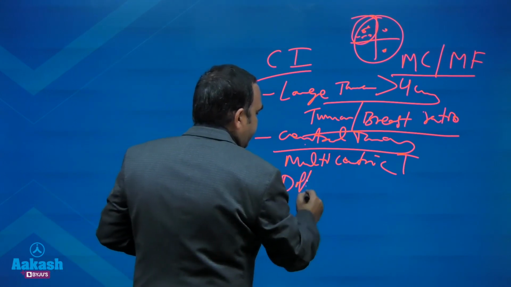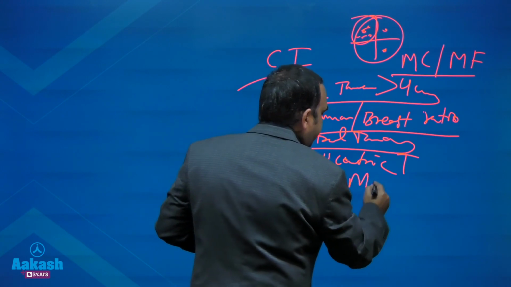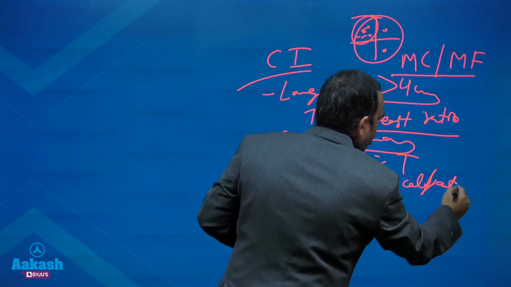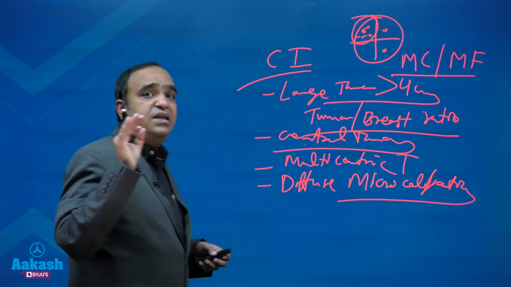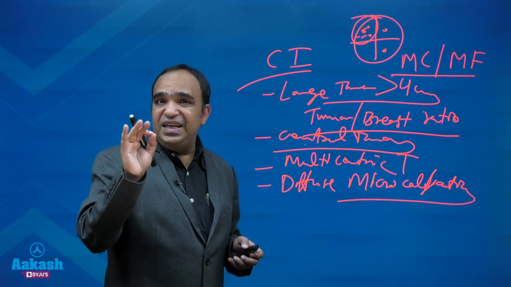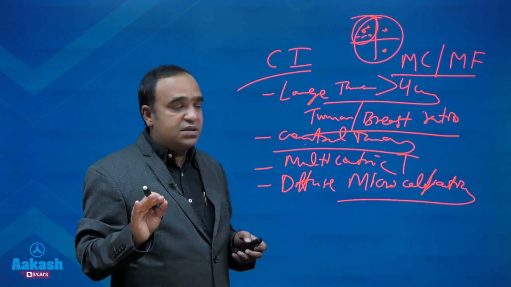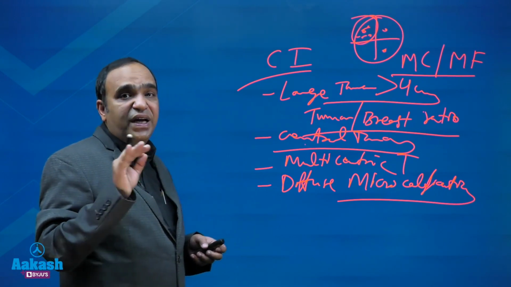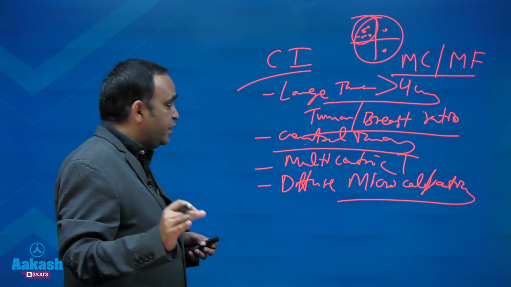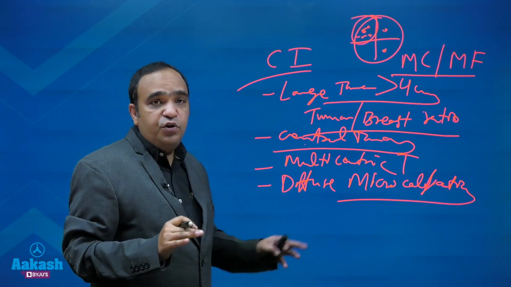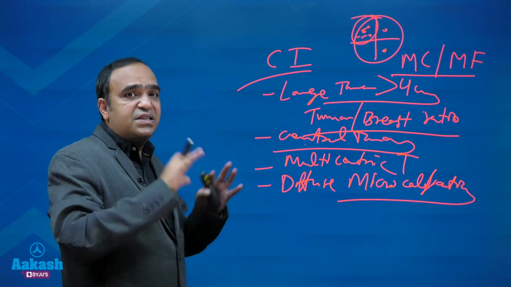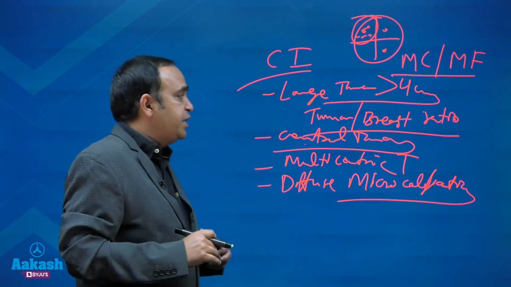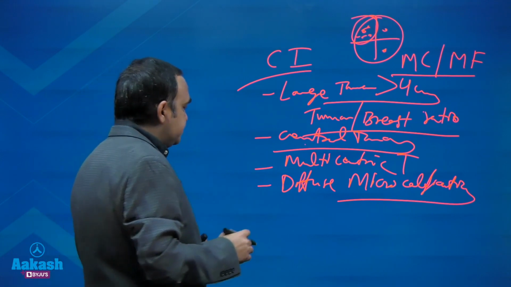Okay. Then diffuse microcalcification, again a contraindication, because microcalcification is indicative of a malignant focus, right? Macrocalcifications are seen in benign lesions, microcalcifications are indicative of malignant focus. So diffuse, scattered all around the breast, multiple foci of microcalcifications, again a contraindication for BCS.